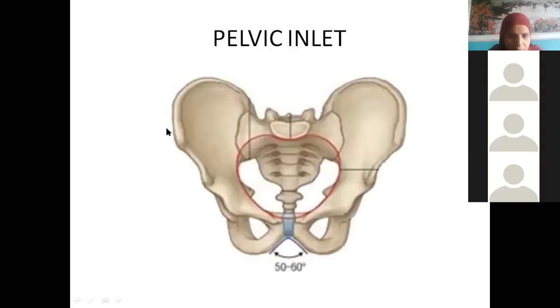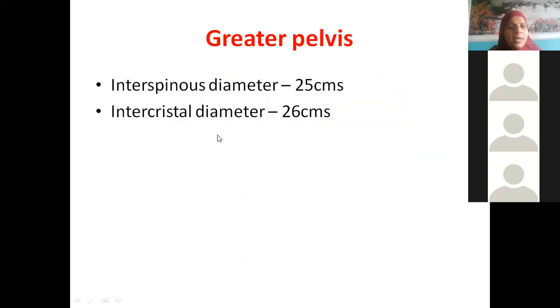See then, sorry, actually interspinous is between the anterior superior iliac spines. What is this whole area called? Iliac crest. So at the iliac crest, the diameter is the intercristal diameter.